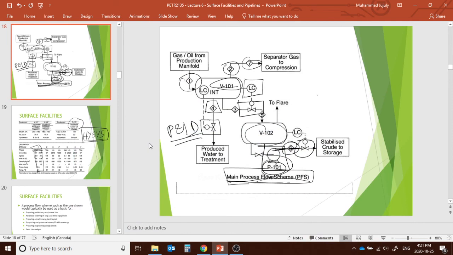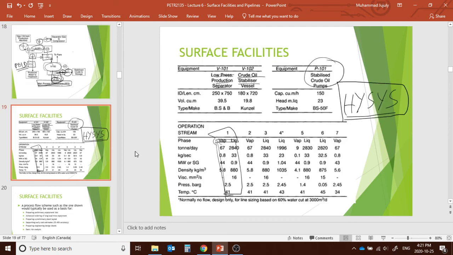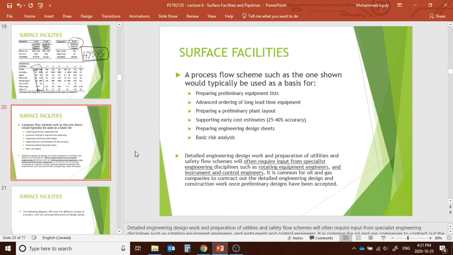All right, since we don't have HYSYS, we can learn theoretically how we can design the surface facilities. So let's return back to our slide.